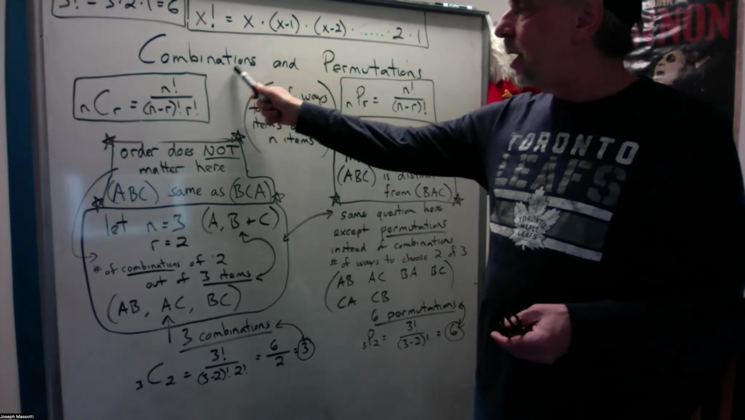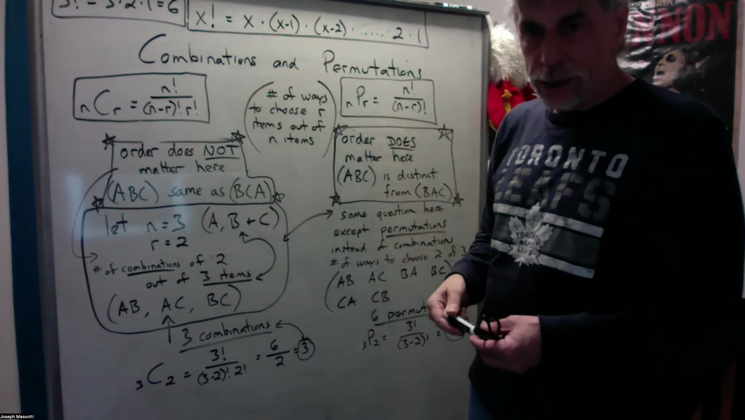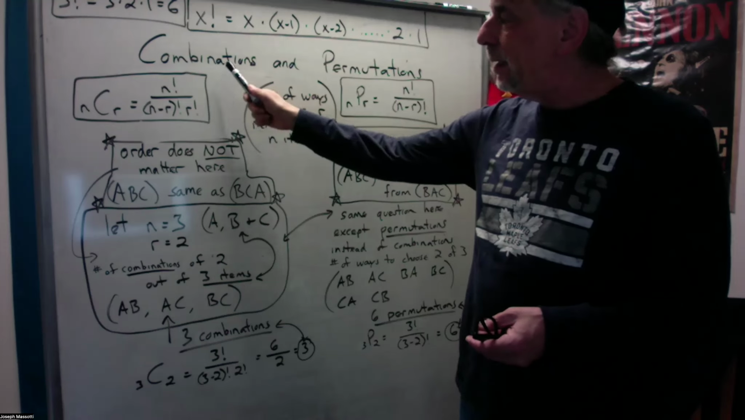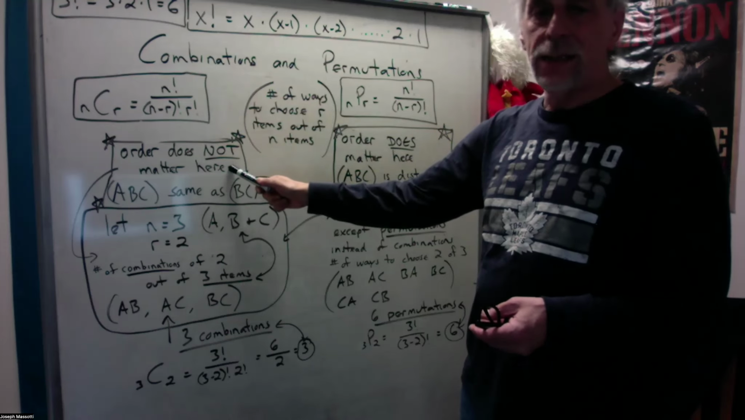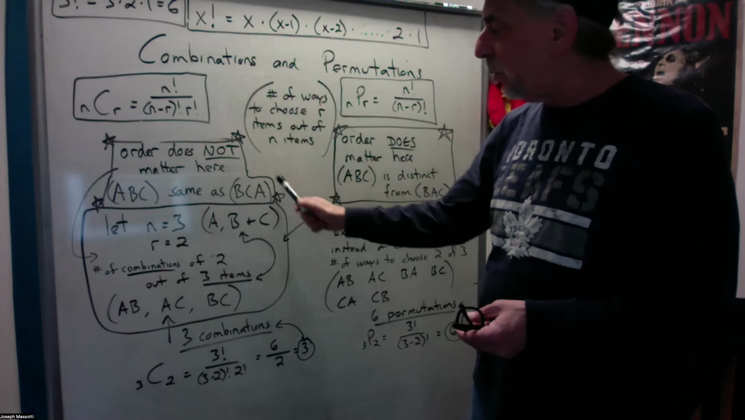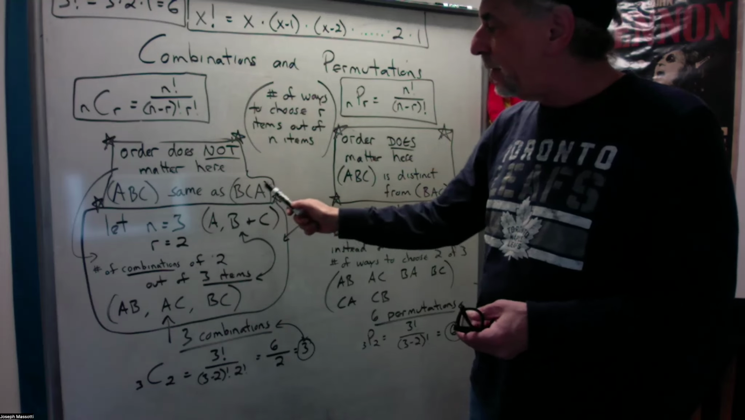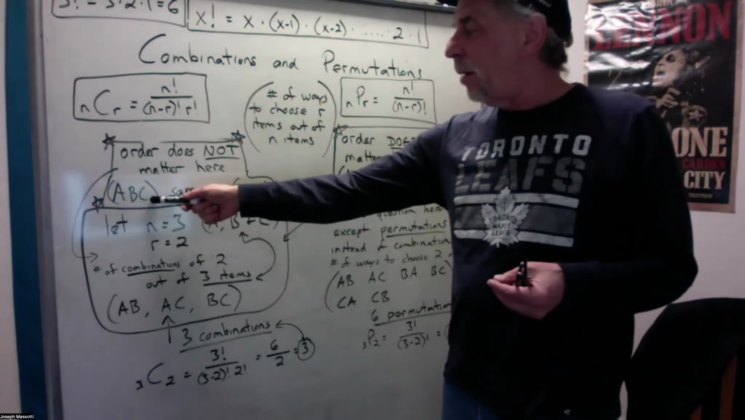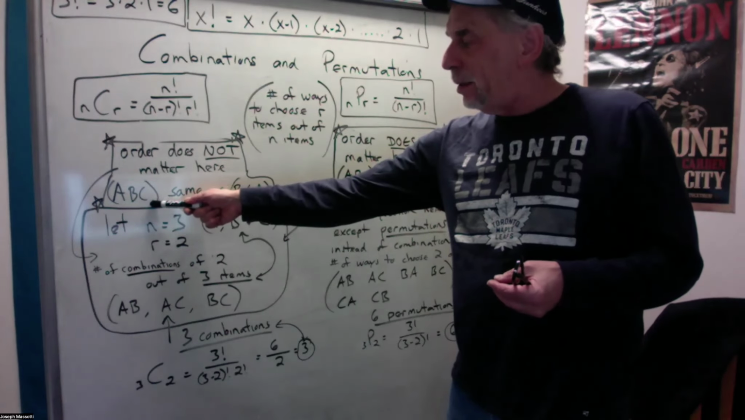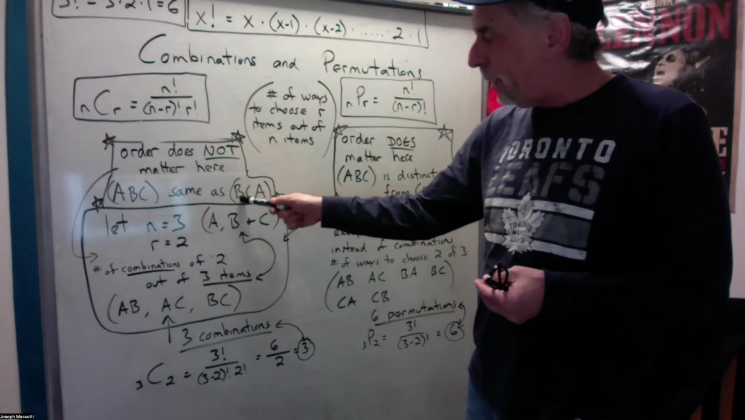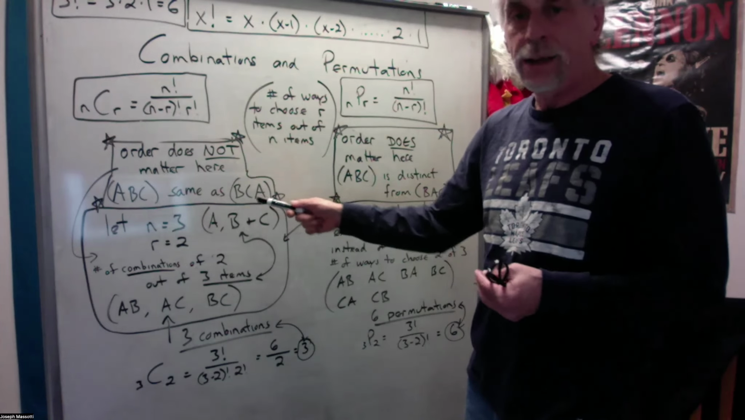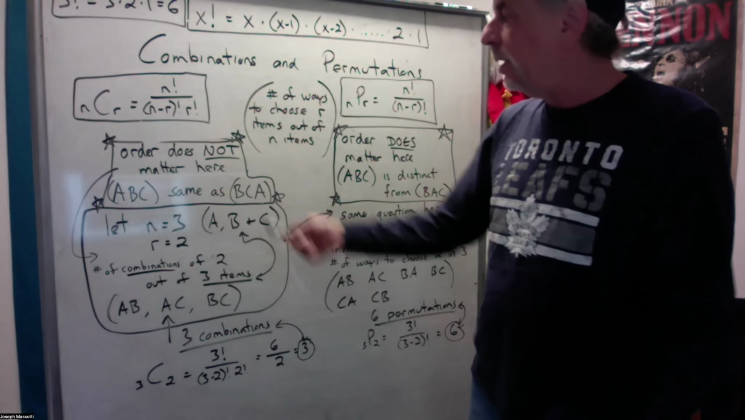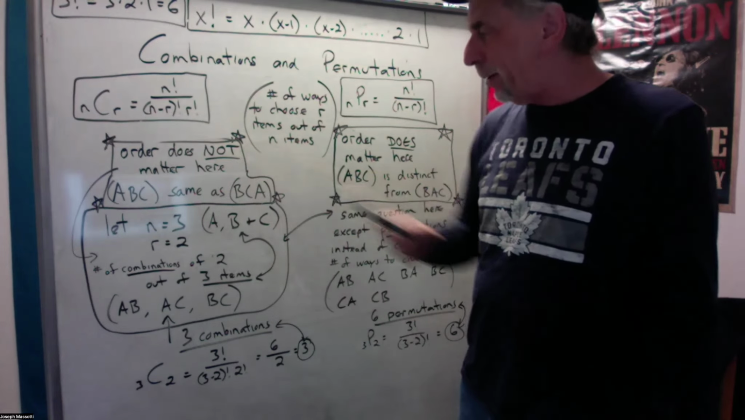Now, the difference between a combination and a permutation is that when we're talking about combinations, order does not matter. So let's say we're picking from the letters A, B, and C, 3 items. The combination A, B, C is considered the same as the combination B, C, A. They both contain all 3 letters. So order does not matter.